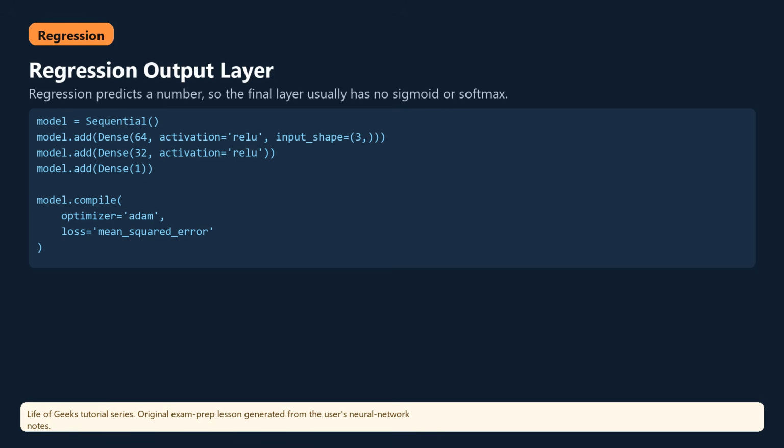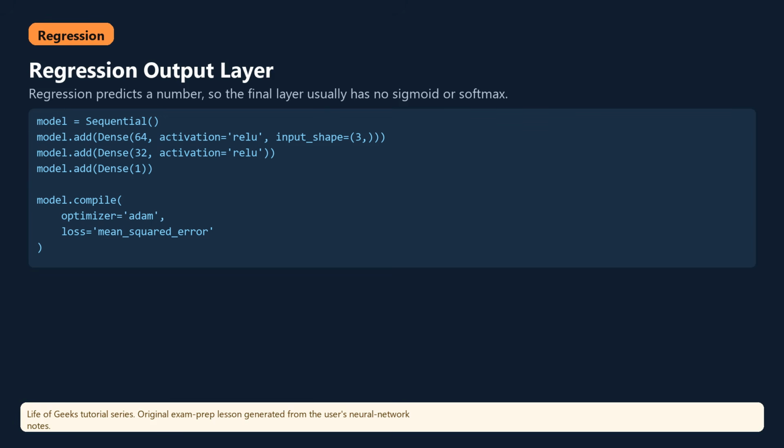Regression neural networks are almost the same as classification neural networks, but the final layer changes. In this example, the input has 3 features, perhaps house size, bedrooms, and location score. Hidden layers use ReLU, just like many classification networks. The final layer has 1 neuron and no activation function. That is important. If we use sigmoid, the output would be squeezed between 0 and 1, which is not useful for predicting a house price or exam score.